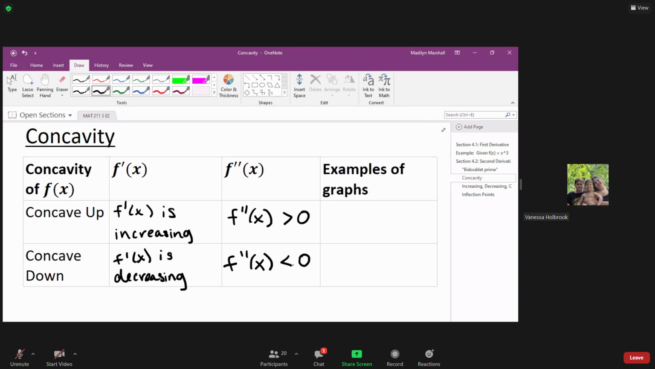Exactly. And pretty much all of our techniques that we were doing in 4.1 are going to apply in 4.2 as well. We're just going to be using the second derivative instead of the first. So this is all just building on the same kind of concepts.